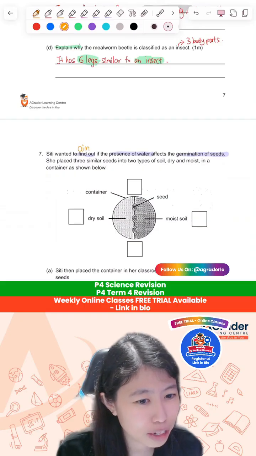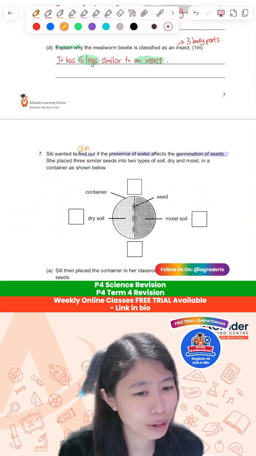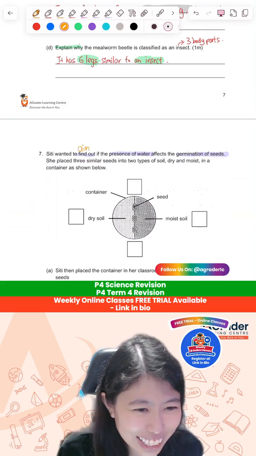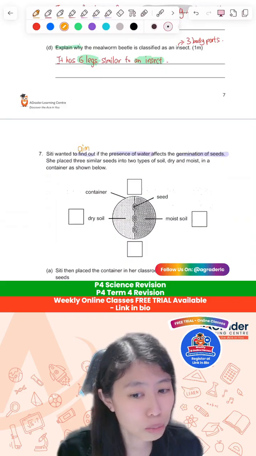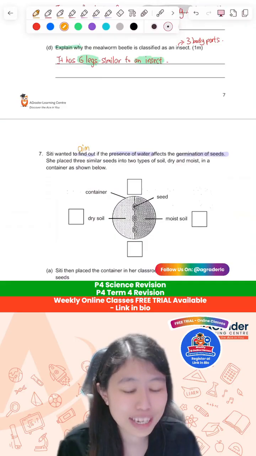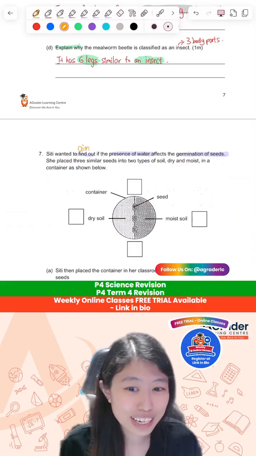Soil is not very specific. Be a little bit more specific. Exactly what about the soil? Dry soil, moist soil means what? Yes, it's actually about the water. The soil is not the important part here.